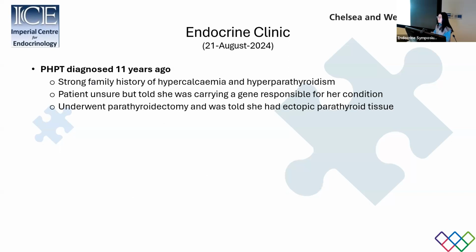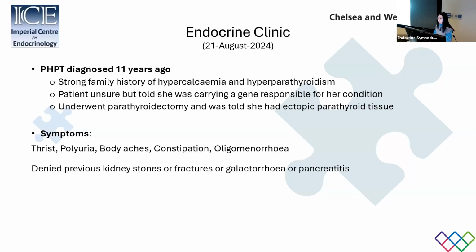She was then referred to our endocrine clinic, and unfortunately she didn't have any of her documentation or letters from the States. But according to the patient, she was diagnosed with primary hyperparathyroidism 11 years ago. According to her, she was unsure whether she was carrying a gene responsible for a condition, and she underwent surgery and was told that she had ectopic parathyroid tissue.